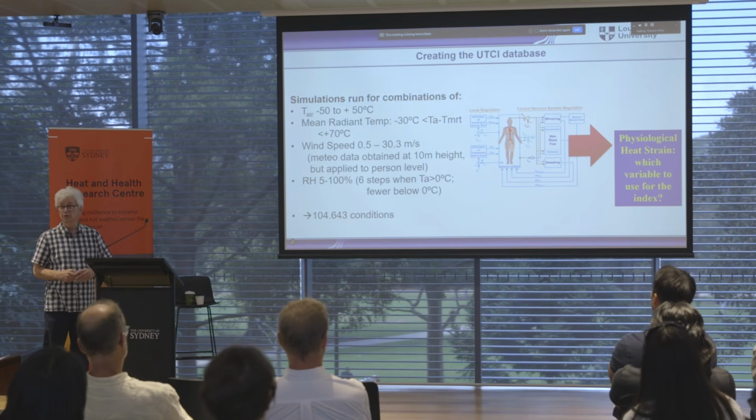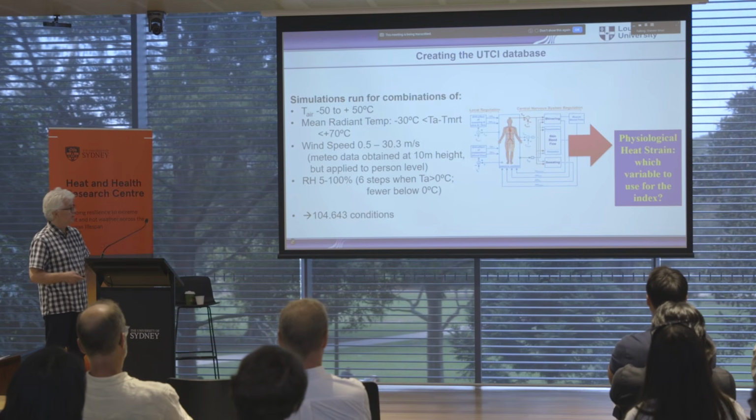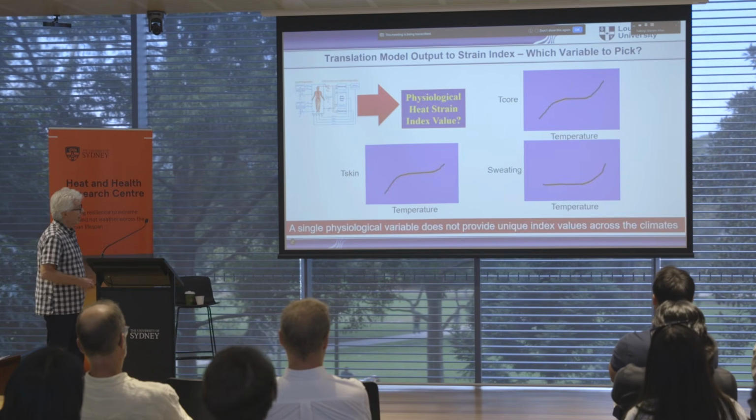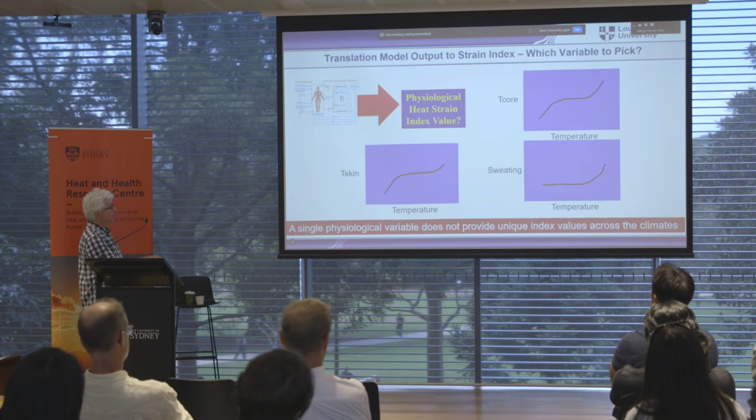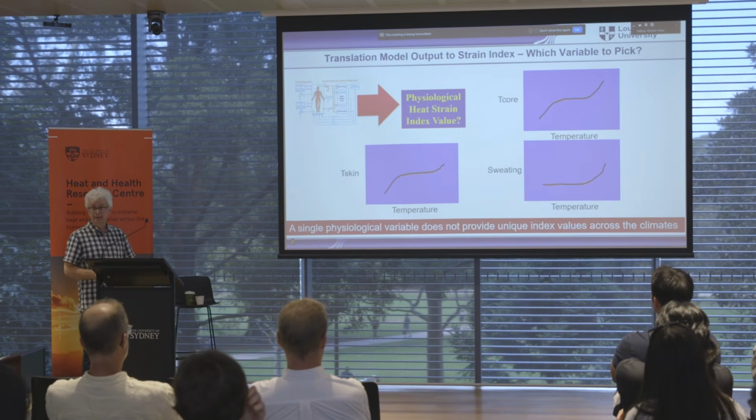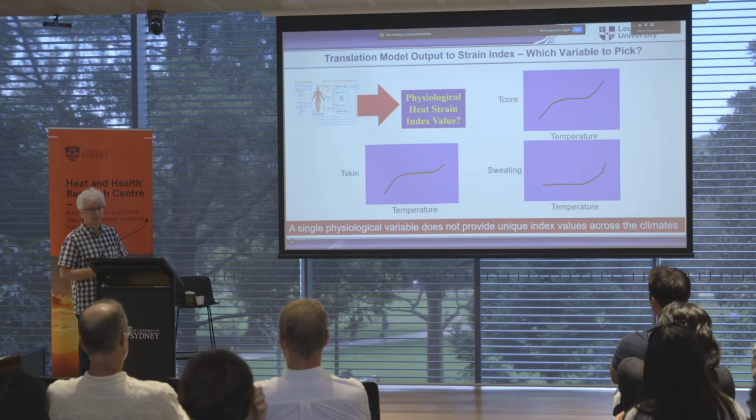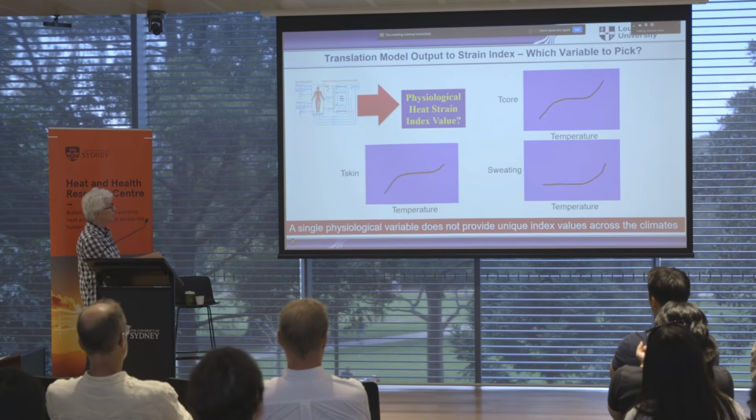Which variable to use for the index? That was the question we came with, as I said just earlier. And there you have some problems. So skin temperature, and this is very schematic, and you can criticize me. I just drew this freehand just to illustrate the issue.